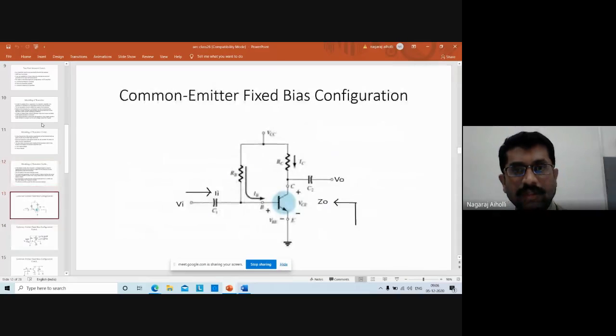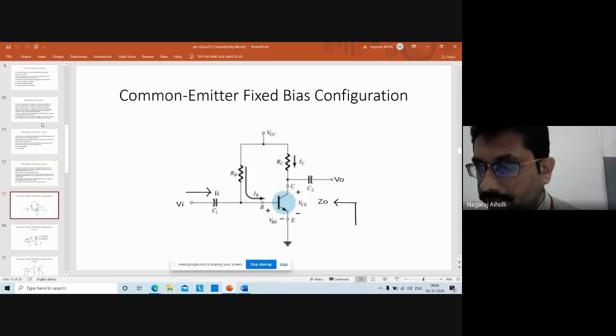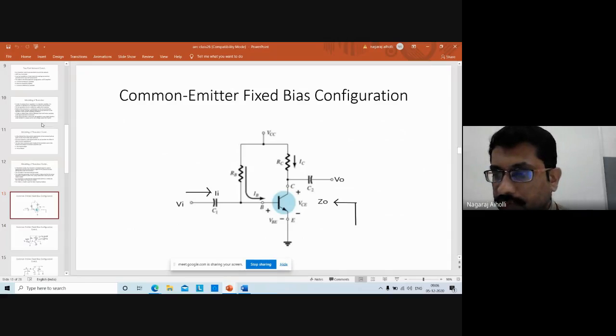This is the common emitter fixed bias configuration. The question is, derive expression for Zi, Z0, and AV, the voltage gain of the fixed bias circuit using the re model. The re model is the AC equivalent model.